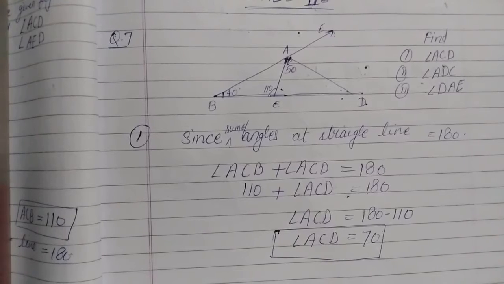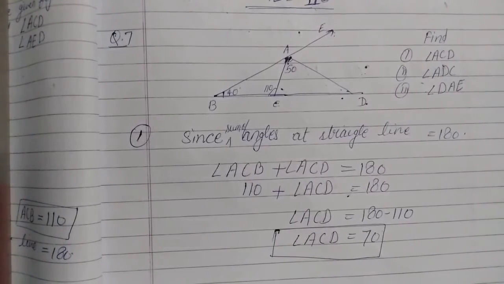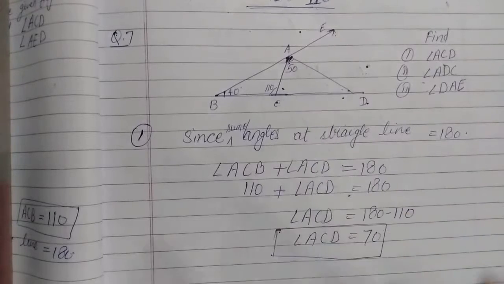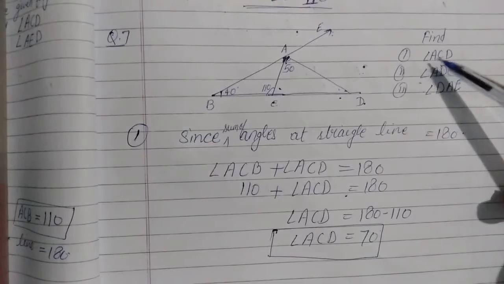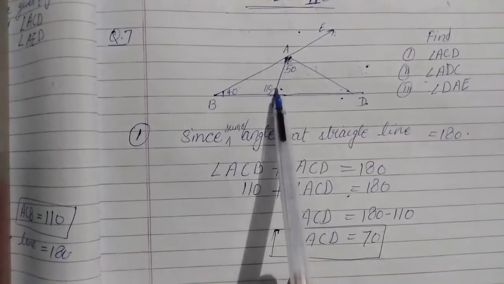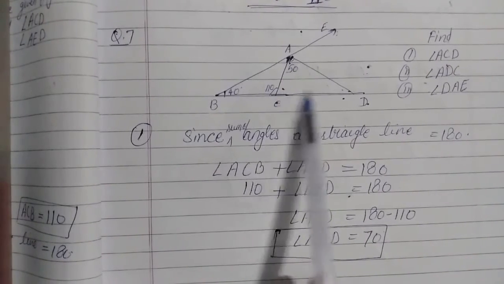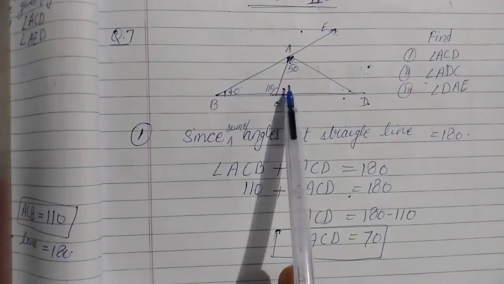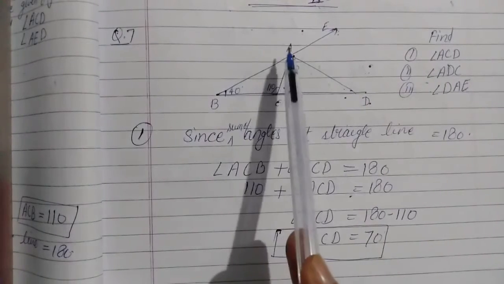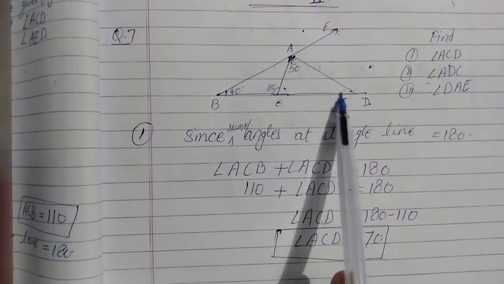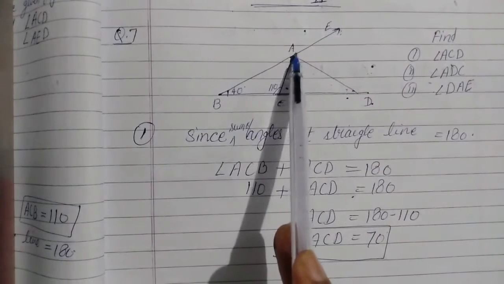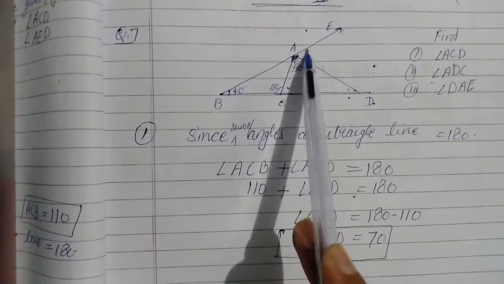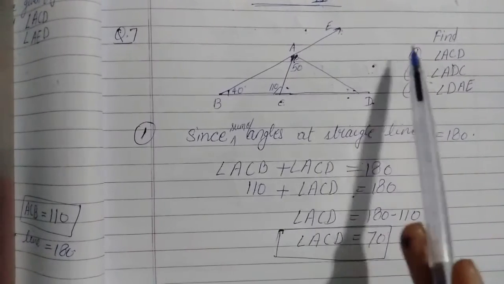This is question number 7, and this is our given diagram. By seeing this diagram we have to find ACD, that means this C. We have to find again ADC, that means this angle, and the third is DAE, which means this angle. Okay, so we will start from the first.